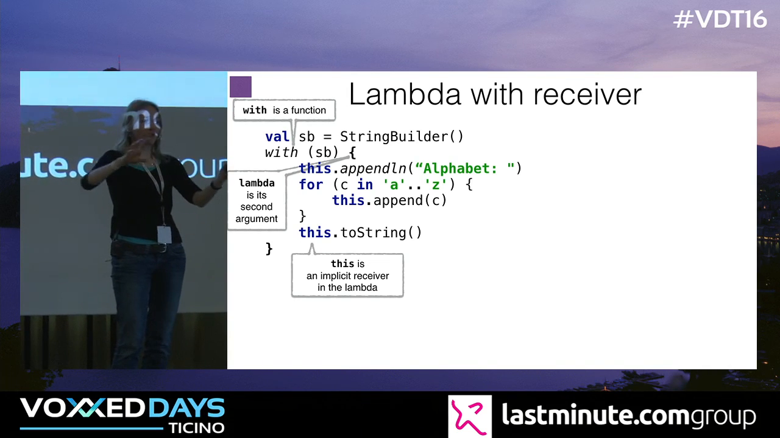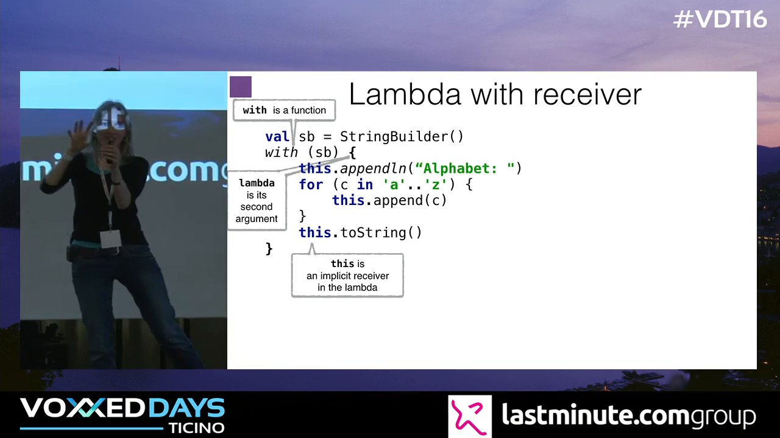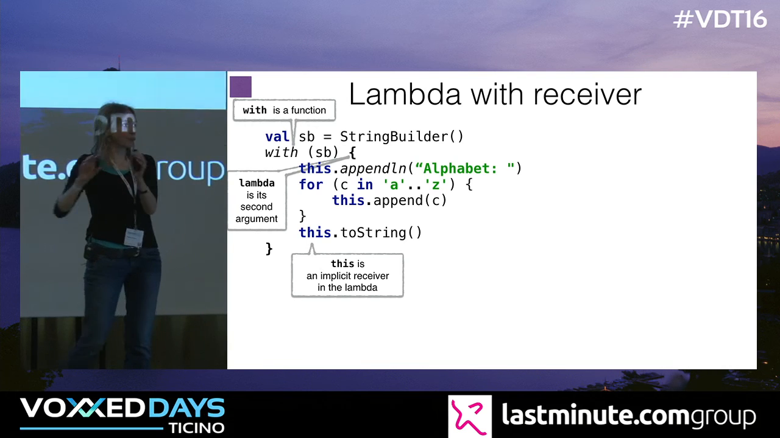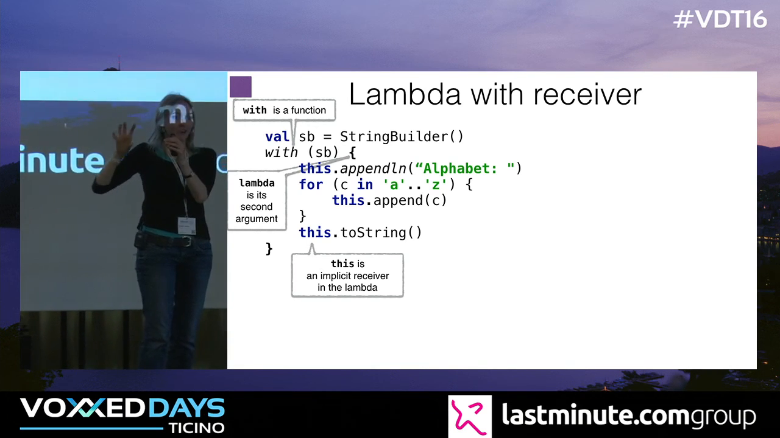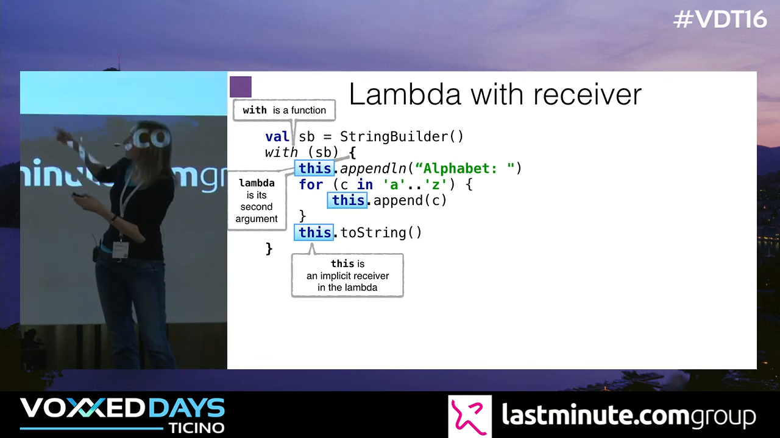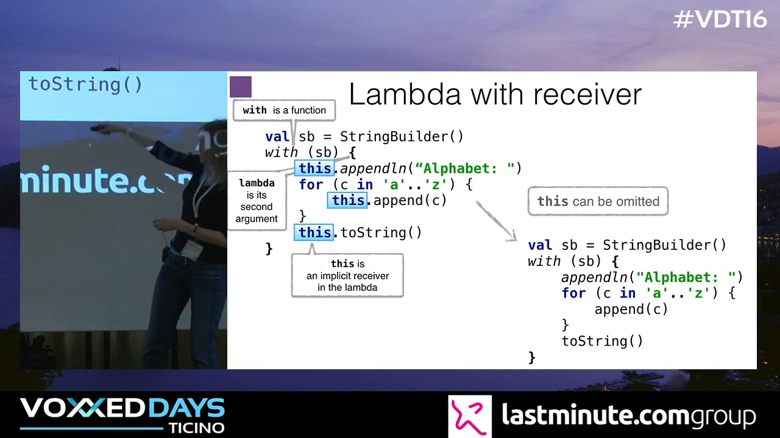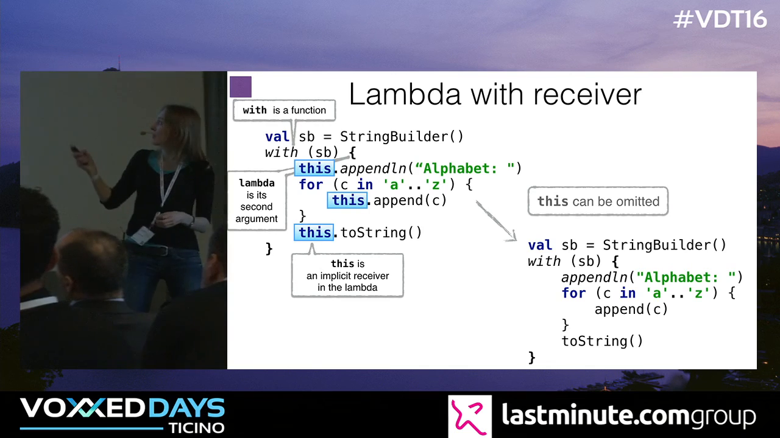You saw extension functions, and in the body of an extension function lives this reference. And the same goes with this lambda with the receiver. So this lambda has this reference. And as usual for this reference, you can omit it, and you just see this concise syntax that we saw before.